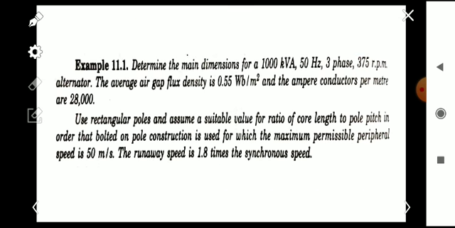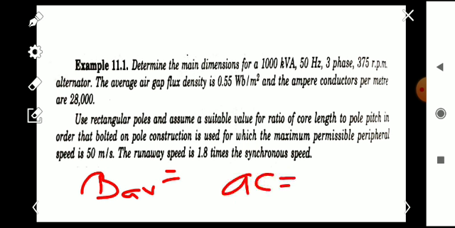The average air gap flux density is denoted as Bav, that is our specific magnetic loading. And ampere conductors per meter, it is AC, that is the specific electric loading. We are asked to assume a suitable value for the ratio of core length to pole pitch, and we have to check what type of pole construction is to be used.